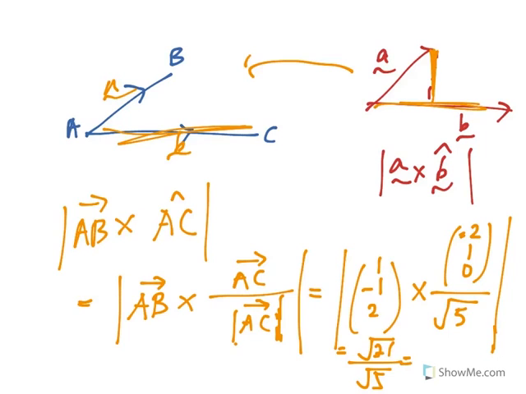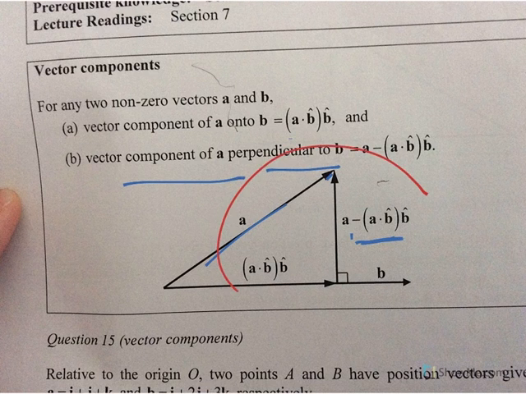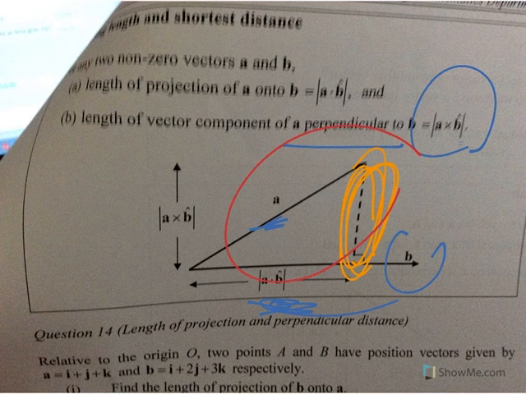Eventually, if you rationalize the denominator, that will give you square root 105 over 5 units, and this is the length of the vector component of AB perpendicular to AC. I repeat again, this is the length of the vector component of AB that's perpendicular to AC. If you are not sure, you can go back to your lecture question and relook at these two formulas, or you can watch my other videos on vector component of A perpendicular to B.